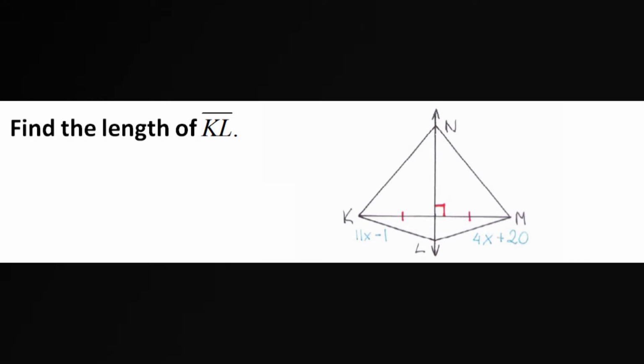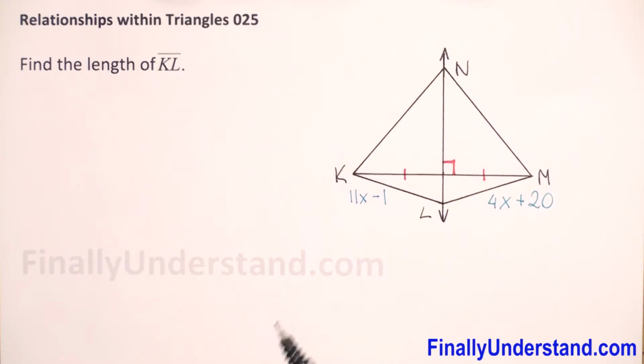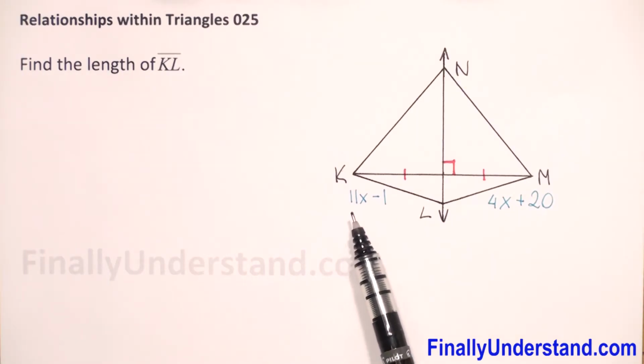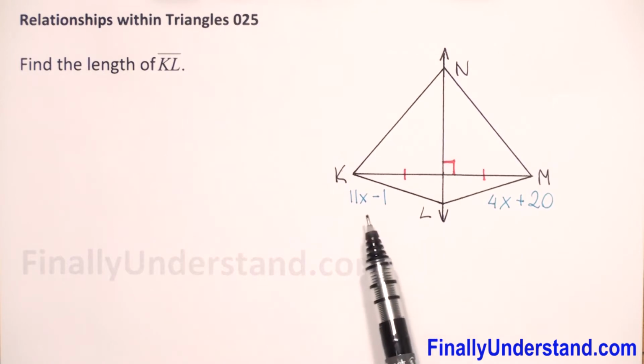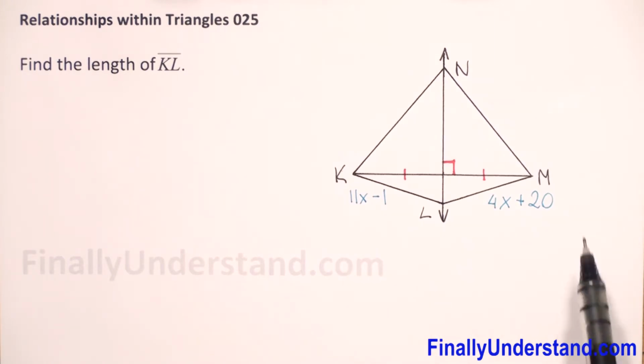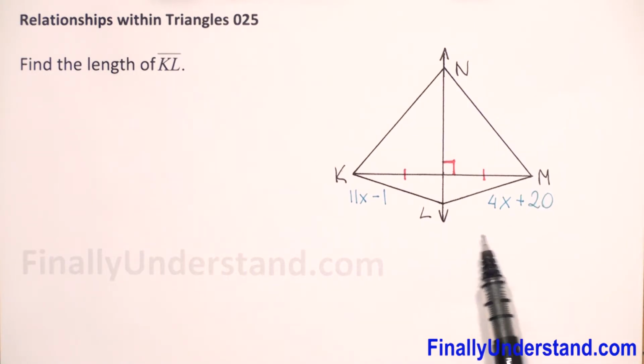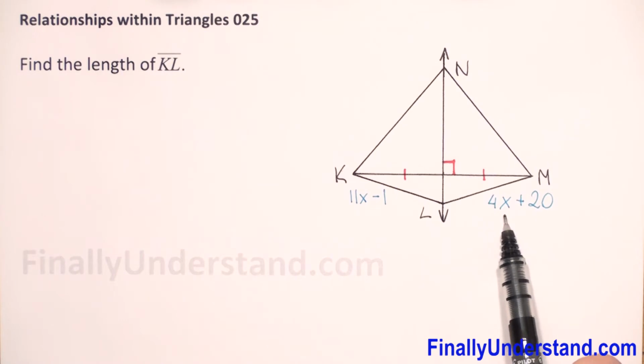We have to find the length of KL segment, and we have given segment KL by expression 11x minus 1, where x is unknown, and segment ML is given by expression 4x plus 20. What else is given on this diagram?